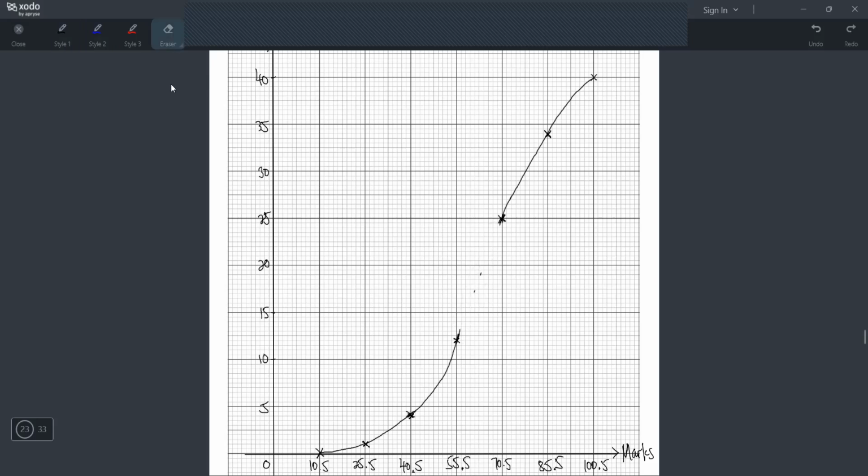Yep. Yeah, this is good. Okay lah, can already lah. Yeah, I think it looks nice already. So this is my ogive.